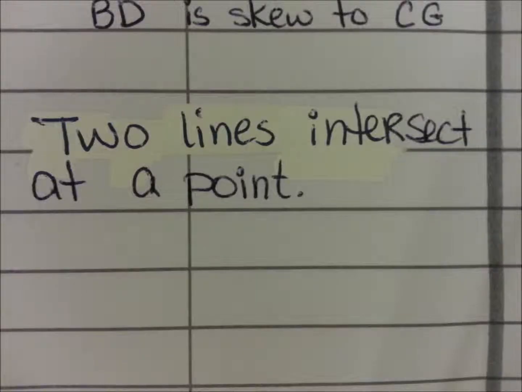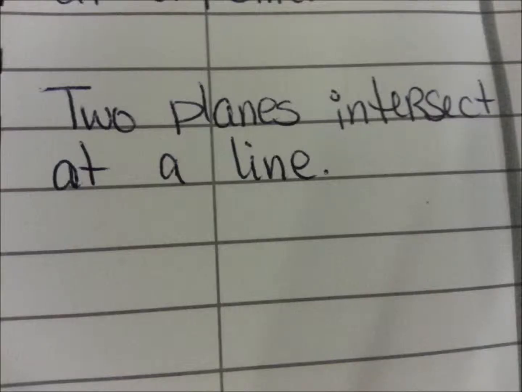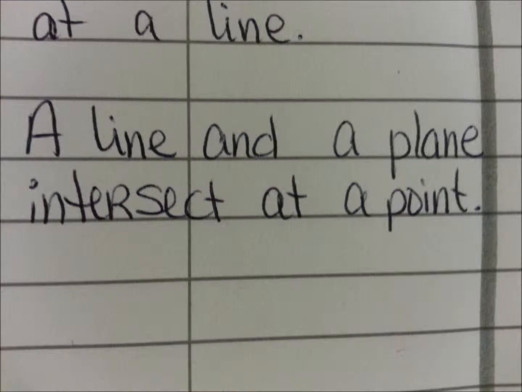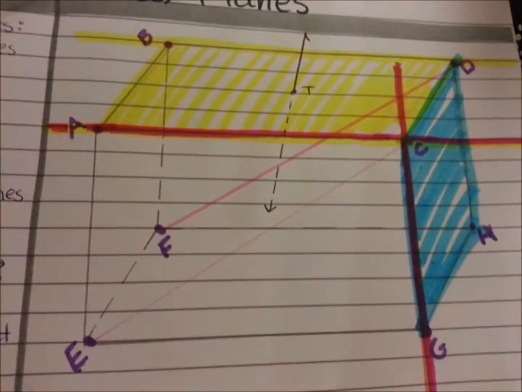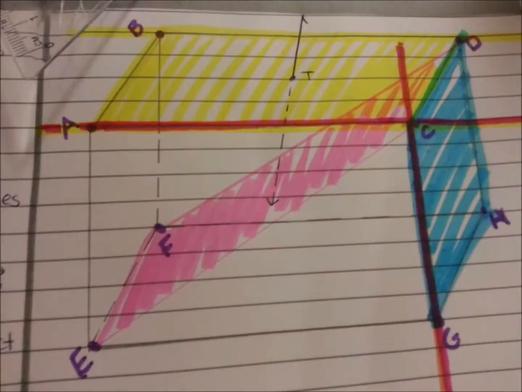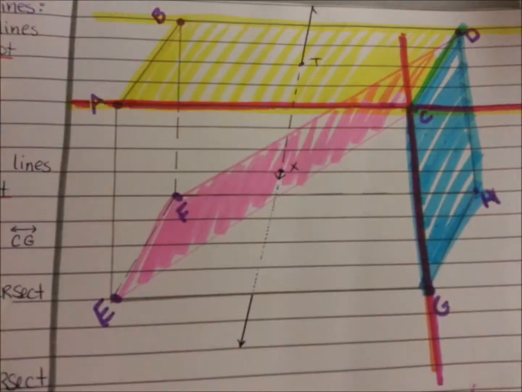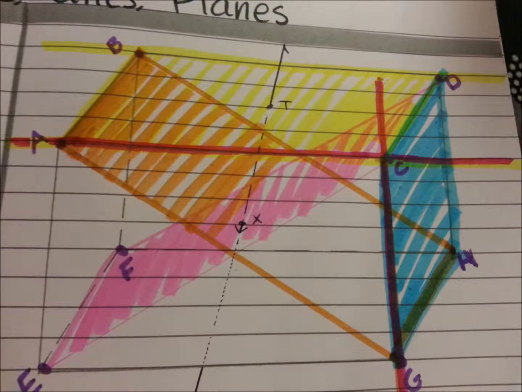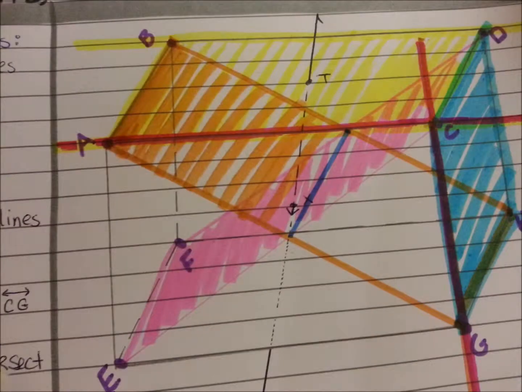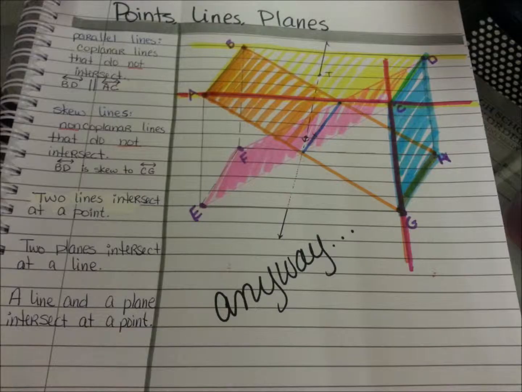So two lines intersect at a point, two planes intersect at a line, and a line and a plane intersect at a point. And of course, I could get really fancy with my picture and draw all sorts of planes intersecting in the middle and figure out where they intersect, and then my picture gets all colorful and rainbow, and if I keep going, it would probably get really messy and confusing. So anyway, let's talk about some more definitions and vocabulary words in geometry.